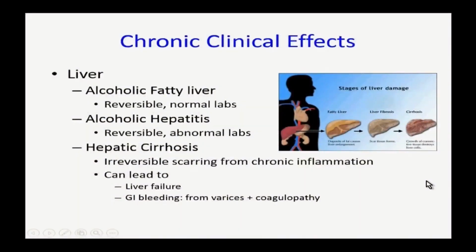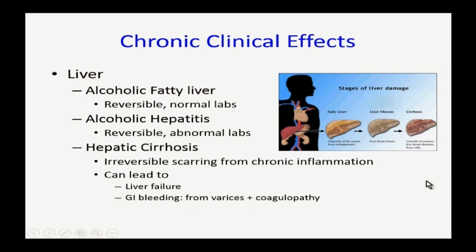Now, chronic exposure to ethanol, as we've all heard, can cause effects on the liver, and this can come in stages. The first kind of change in your liver you might see is called alcoholic fatty liver. At this point, you'll see some large fat vacuoles in the liver cells. This is reversible, and if you were to check somebody's liver labs, the transaminases like AST and ALT, they are normal at this point. When this gets worse, you can develop an alcoholic hepatitis. Now, you'll see some elevations in your hepatic transaminases, but it's still reversible at this point.